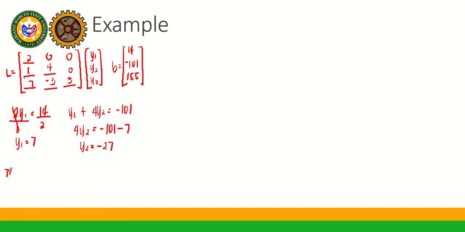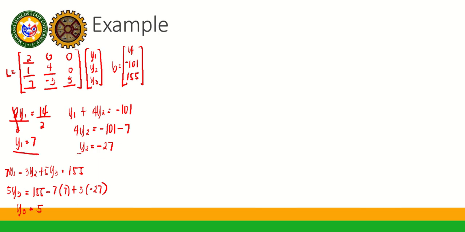Solving for y sub 3. So, that is equal to 7y sub 1 minus 3y sub 2 plus 5y sub 3 equal to 155. So we can transpose this one sa ating right side since these are all constant because we have already values for y sub 1 and y sub 2. So what will be left on the left side is 5y sub 3 equal to 155 minus, since positive to, pag transpose magiging negative, 7 times y sub 1 natin is 7 plus 3 times negative 27. So our y sub 3 is equal to, if you solve for this one, that will be equal to 5.